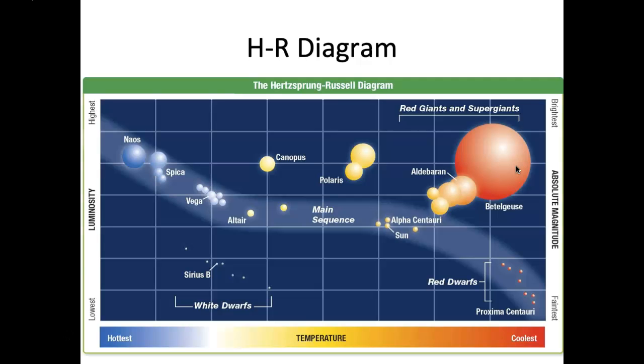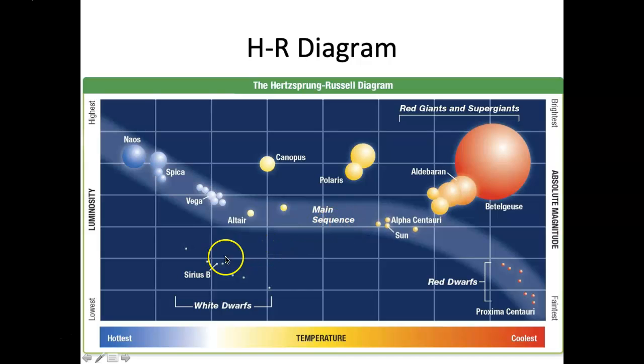So you can see here, this is the HR diagram. That middle line or that diagonal, that's our main sequence star, and our sun is located right here within that main sequence. So it's more towards the end of its lifetime as it starts to cool off. However, it's still within that main sequence pattern.